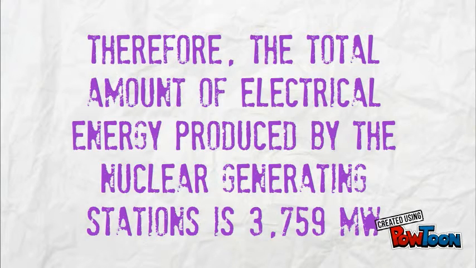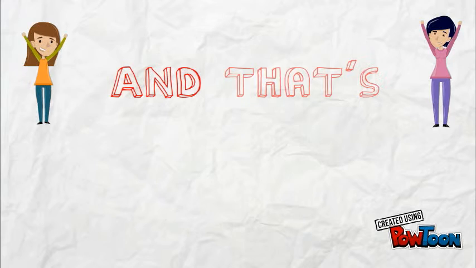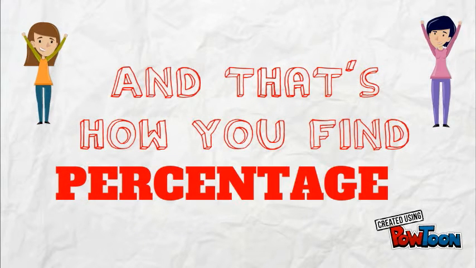Therefore, the total amount of electrical energy produced by the nuclear generating station is 3,759 megawatts. And that's how you find percentages.